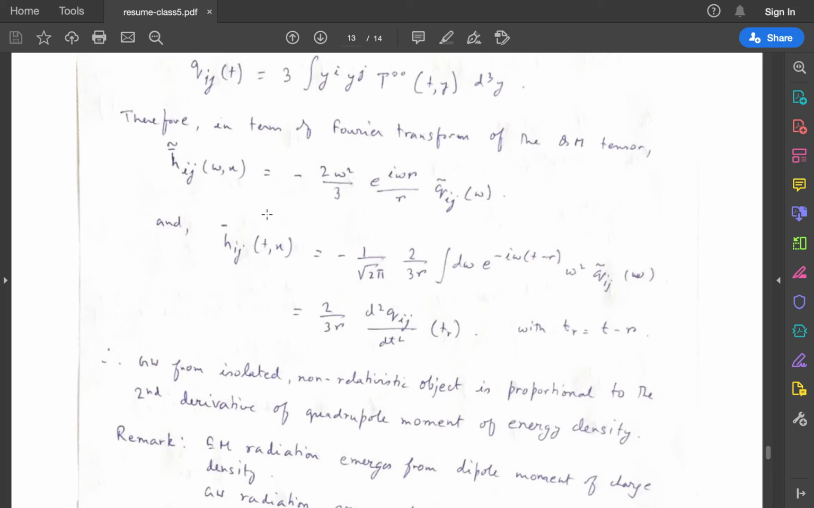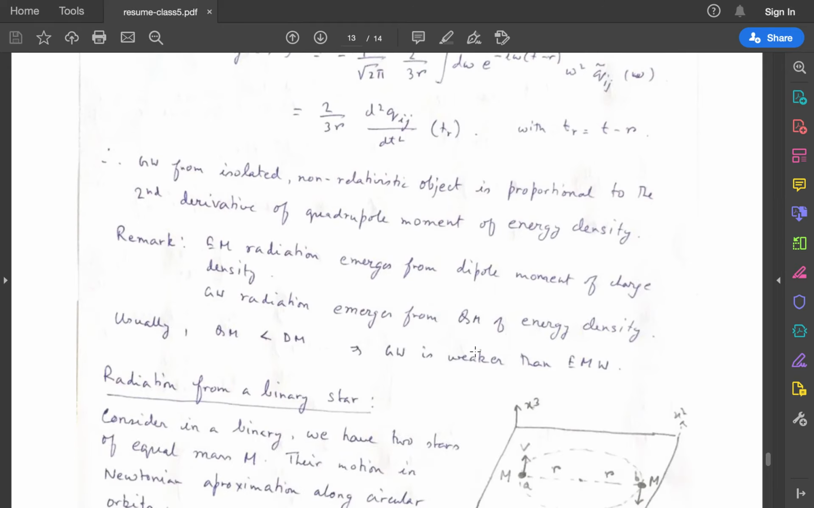Okay, remark. What is the remark? Let us make a remark. Electromagnetic radiation emerges from the dipole moment of charge density. You remember that electromagnetic radiation is caused by the dipole moment of charge density. However, gravitational wave radiation emerges from the quadrupole moment of energy density, or sometimes it is also known as mass density, because c is suppressed. Sometimes.